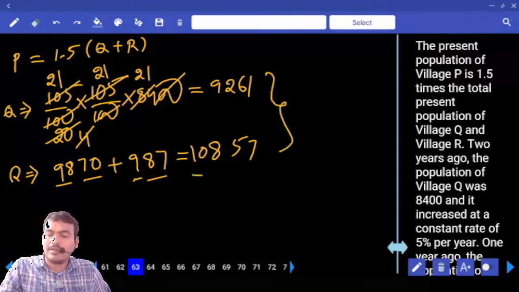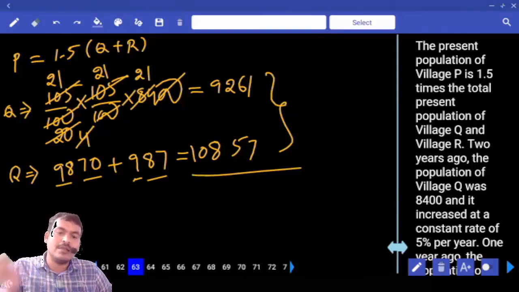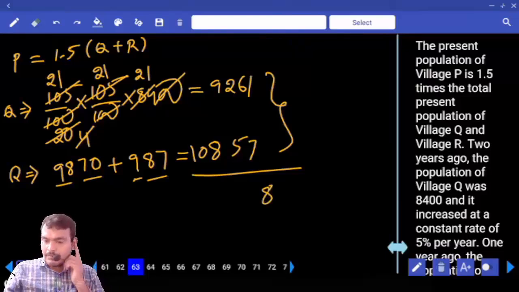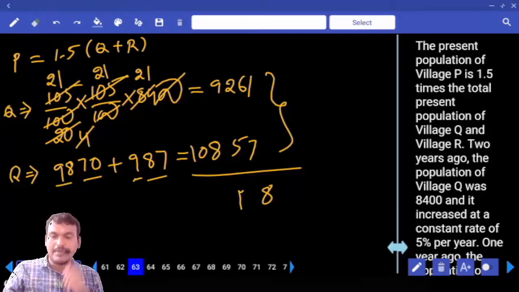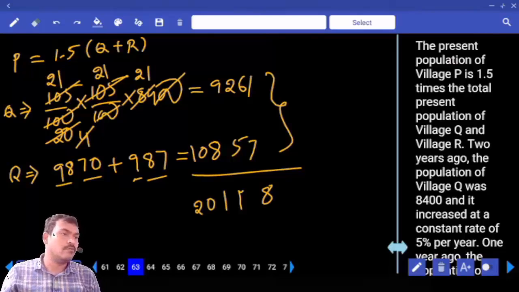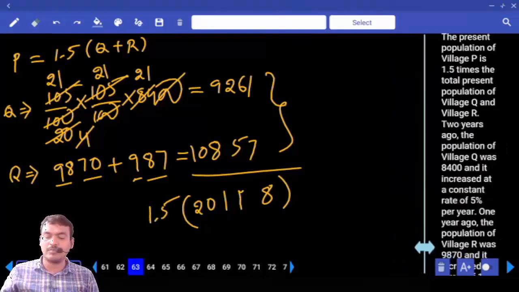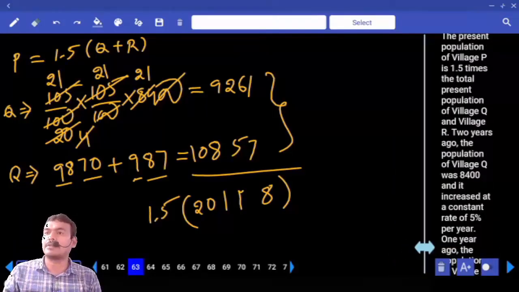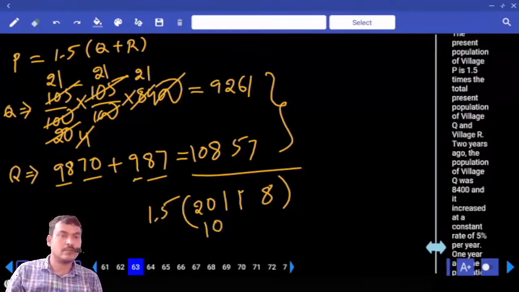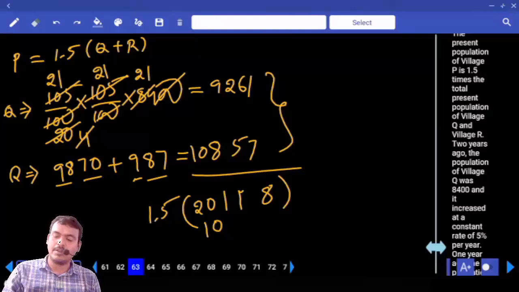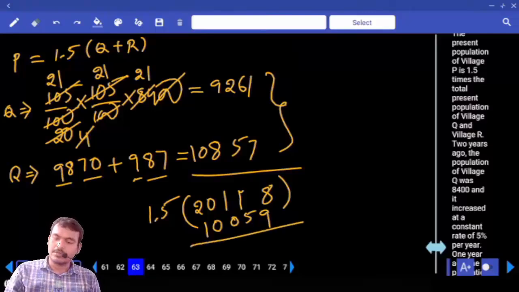These two are added, we get the Q plus R sum. 7 plus 1 is 8, 5 plus 6 is 11, again 11, so 20,118. In this one we need 1.5 times. 1.5 times means again half value is added. Half of the 10, half of the 20 is 10, half of the 118 is 59. Total it is 30,177.